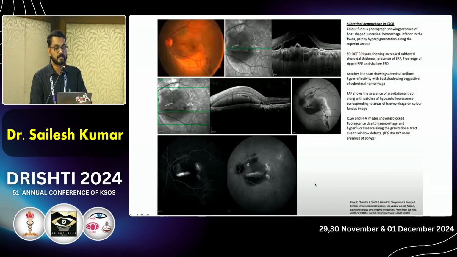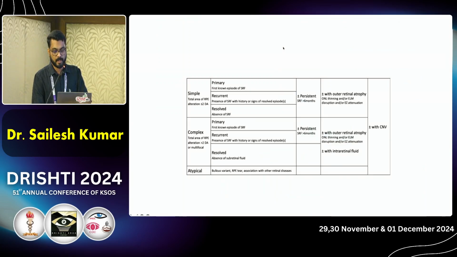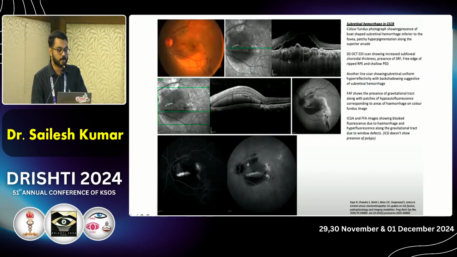And this is another presentation of CSCR, a very rare presentation, in which it was complicated by an RPE rip. So this presented as a subretinal hemorrhage. You can see the boat-shaped hemorrhage inferior to the macula here. This was caused by an RPE rip, and the FFA and ICG did not show any polyps. So RPE rips can also happen in CSCR.